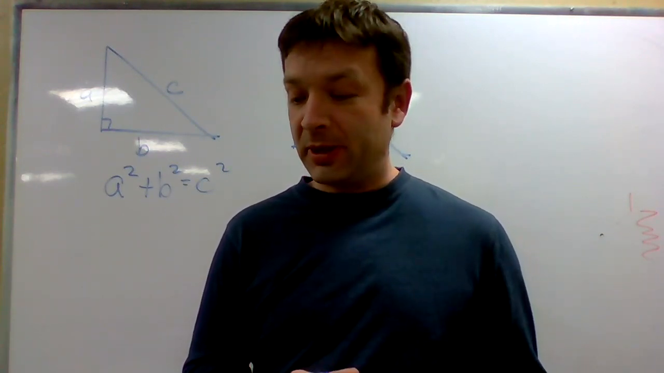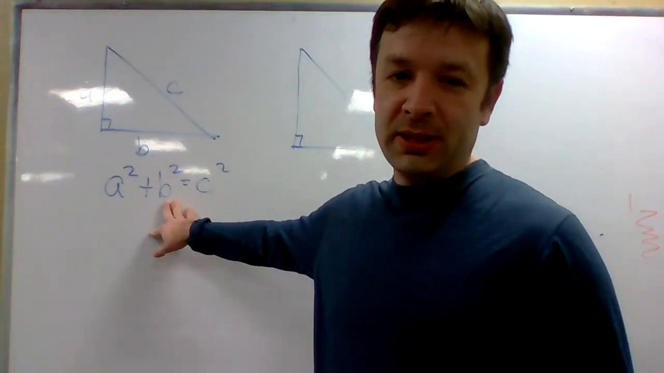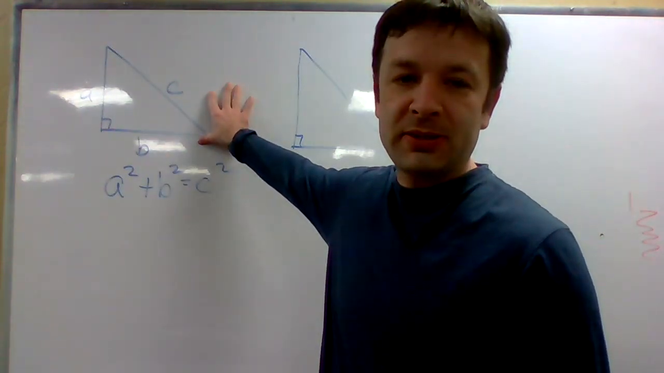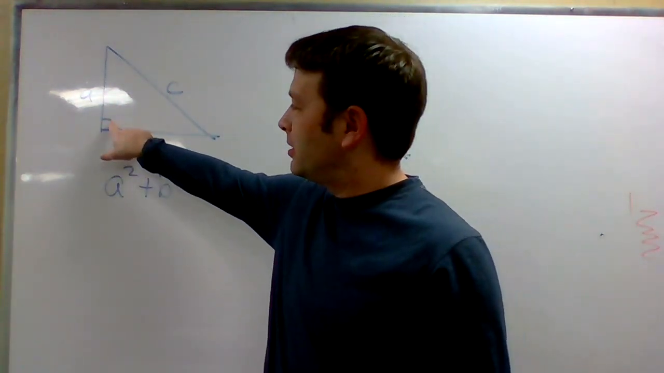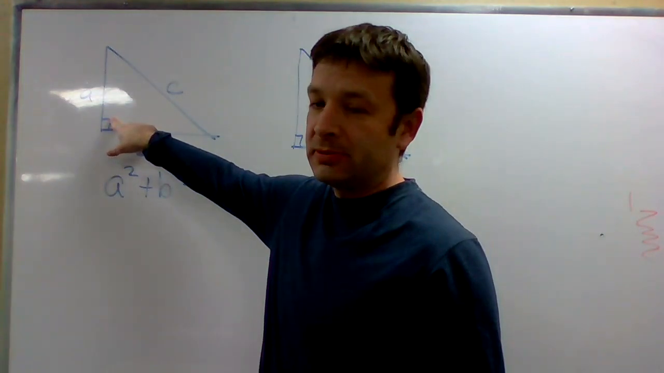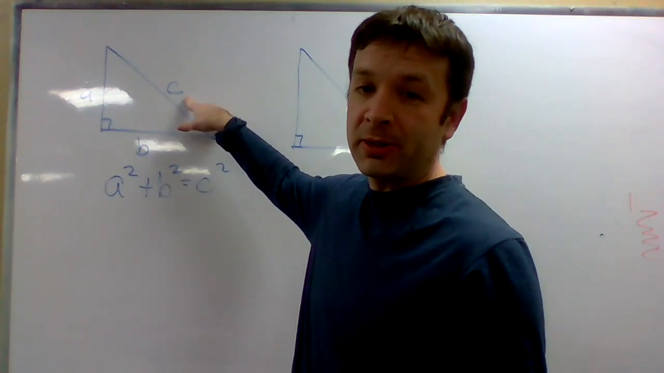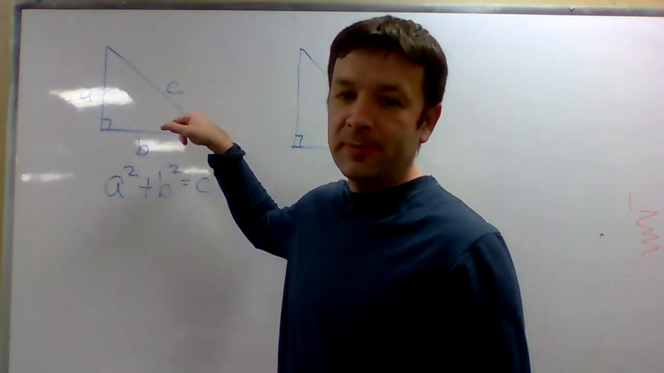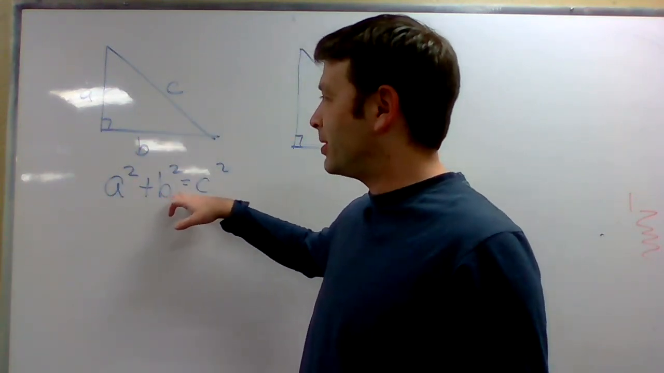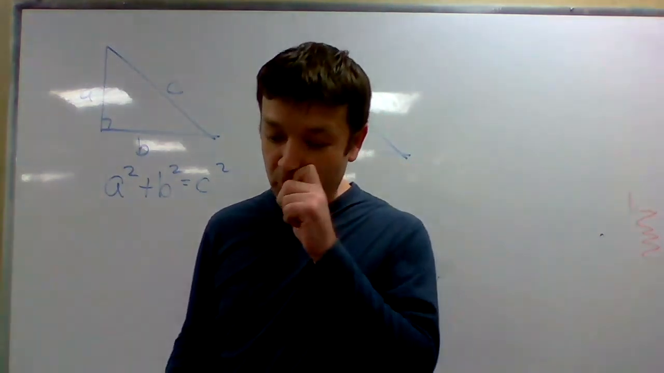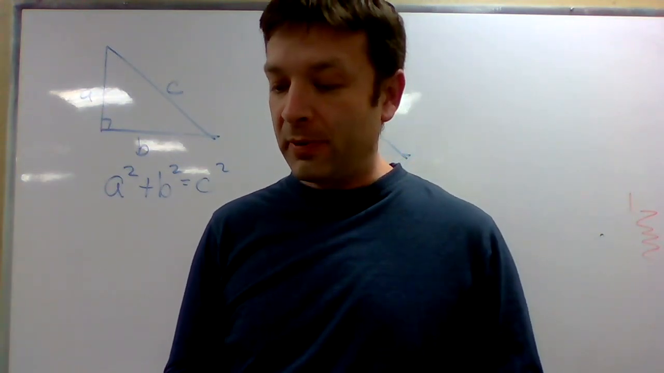So I'm just going to start going through the odds here in a second. A, B, and C stand for the three sides of a right triangle. A and B, we call those sides the legs. They're around the right angle. And then the longest side we call C, and it's called the hypotenuse, and it's always across from the right angle. So anytime you have a right triangle, the relationship between the three sides is a squared plus b squared equals c squared.